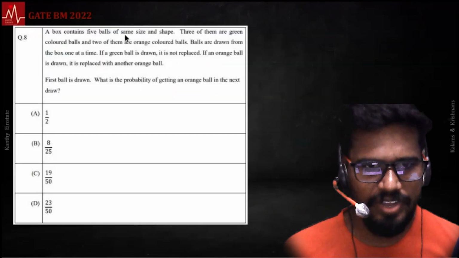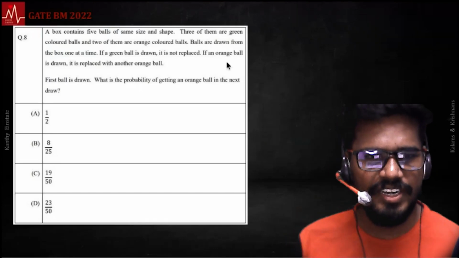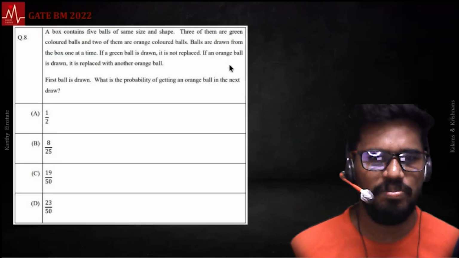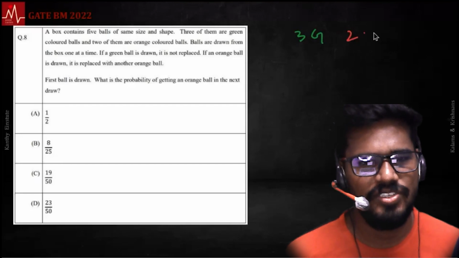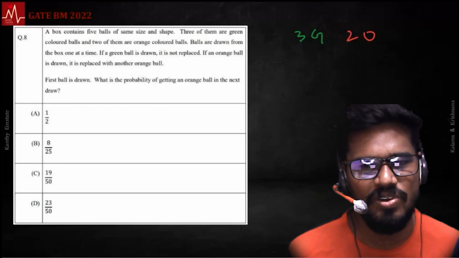A box contains 5 balls, same size and shape. 3 of them are green colored balls and 2 of them are orange colored balls. Balls are drawn one at a time. If a green ball is drawn, it is not replaced. If an orange ball is drawn, it is replaced.